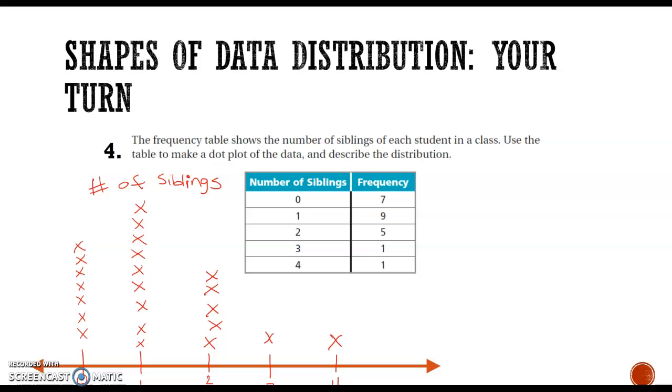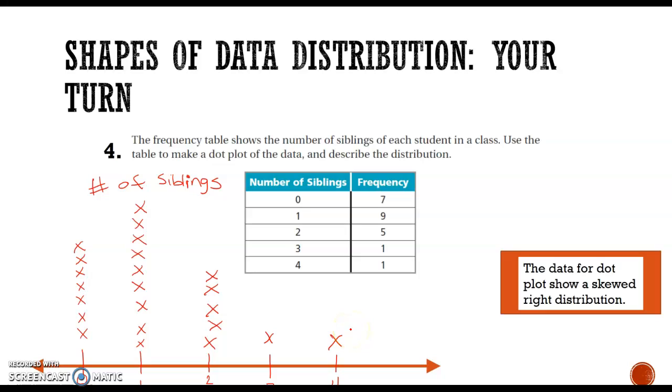Here's your dot plot. Now notice that the number of siblings seems to go down in frequency the more siblings you have. So for this one, the data on this dot plot is showing a skewed right distribution because it kind of starts off high here on the left and goes down towards the right. So the tail is on the right portion of this graph. So it's skewed right.